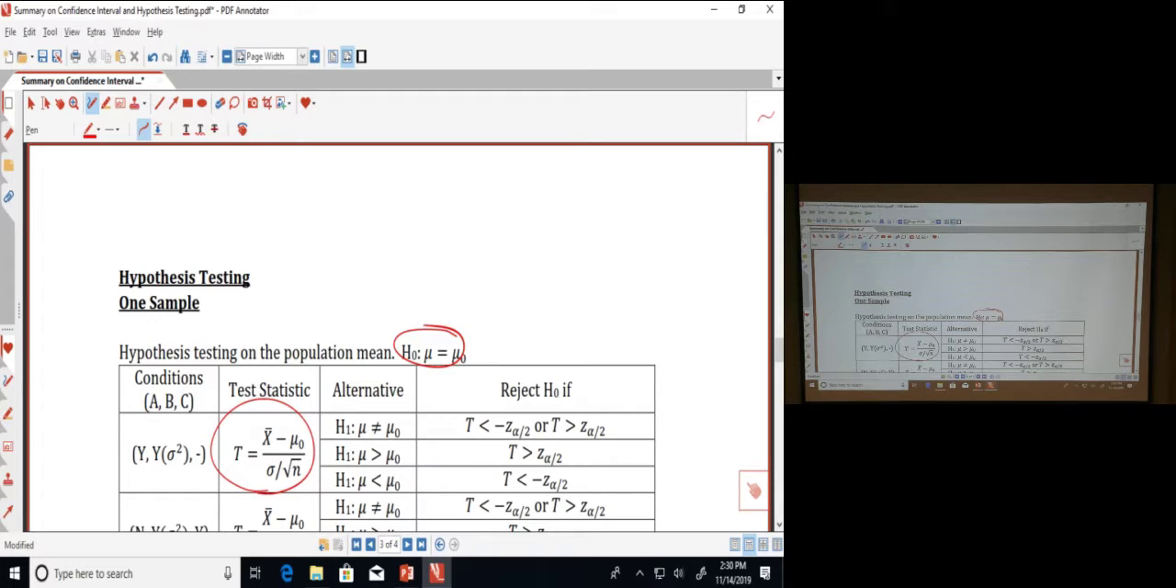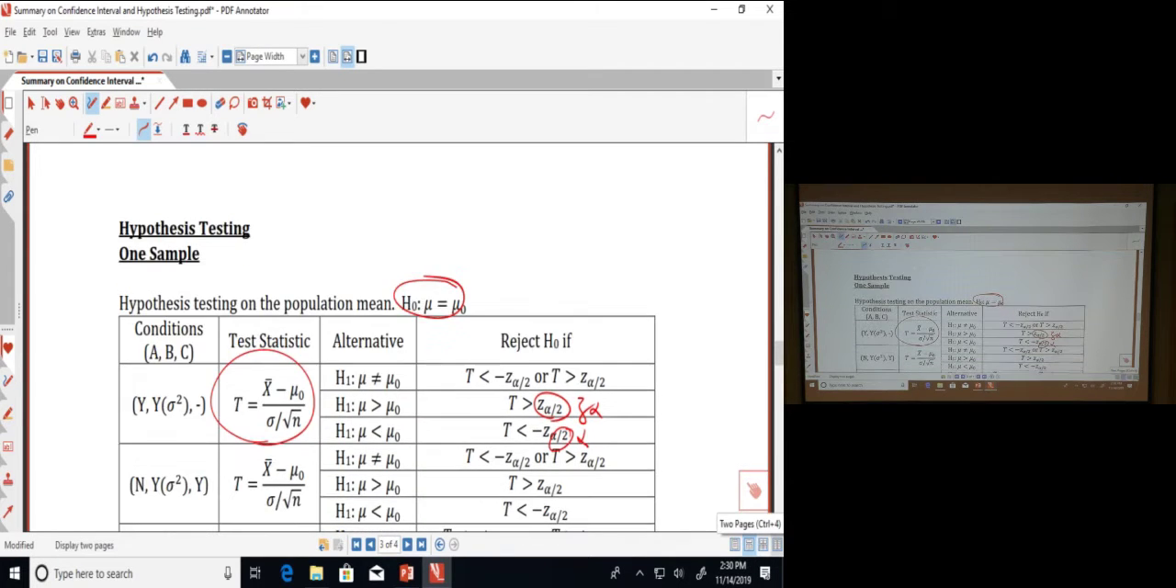I made another typo, right? Where's the typo? Number 2, right? Here. This is wrong, right? It should be what? Z alpha, right? You have to put all the probability on one side. So this one is a copy and paste without thinking. So it's Z alpha, all right?